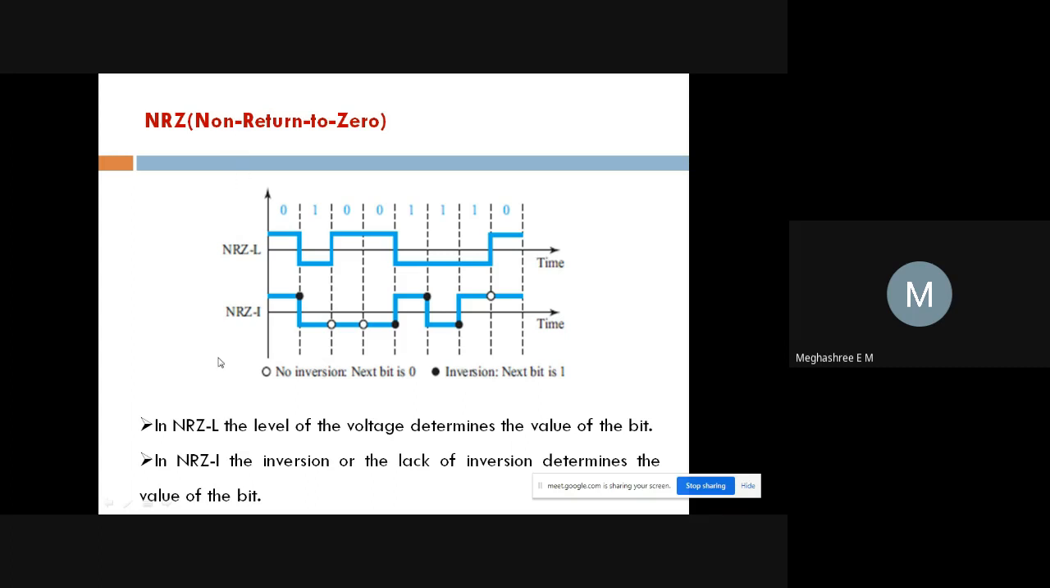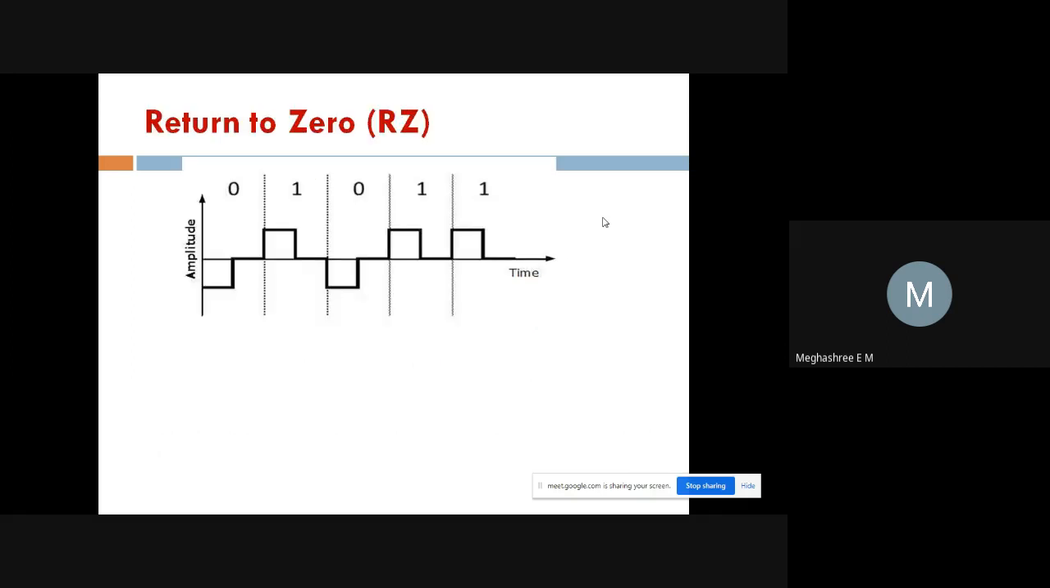If the clocks are not synchronized at the sender and the receiver side, what happens? The receiver will not come to know when one bit has ended and the next bit has started, because there is no synchronization. To overcome that problem, the next encoding scheme is used, that is return to 0. In this method it follows three values.